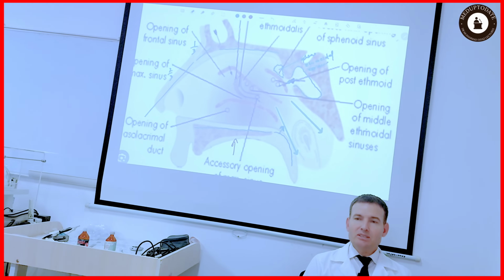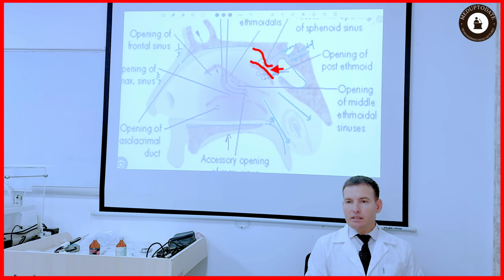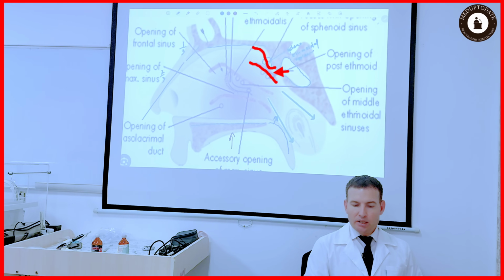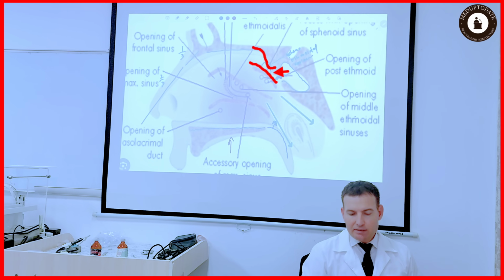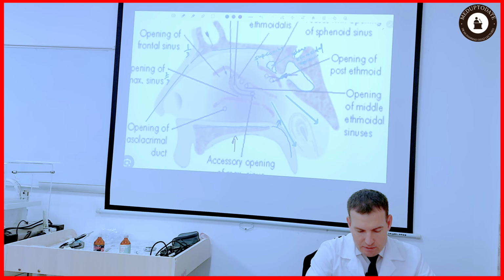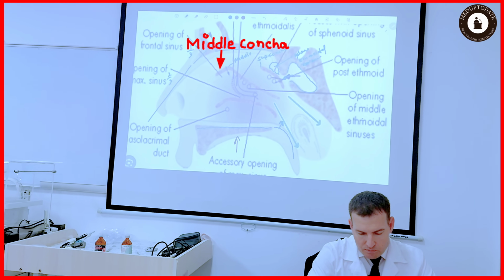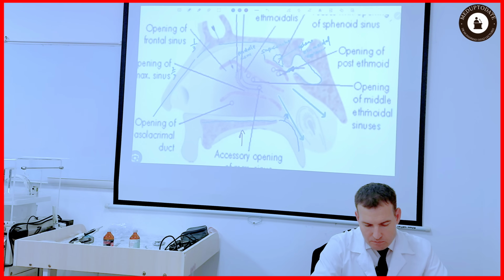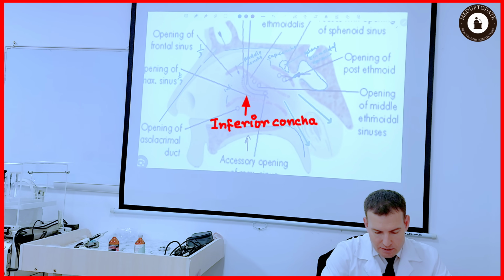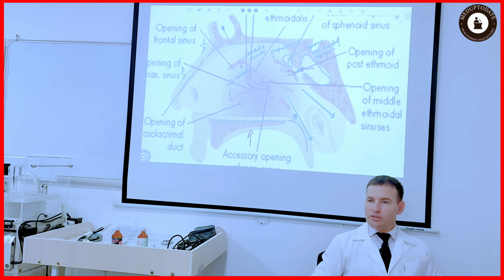The sphenoethmoidal recess is a small slit that occurs under the ethmoidal bone and sphenoidal bone, and on the upper side is the superior concha. This is the superior concha. Okay, this is the middle concha, and this is the inferior concha. Now you know, it's clear.